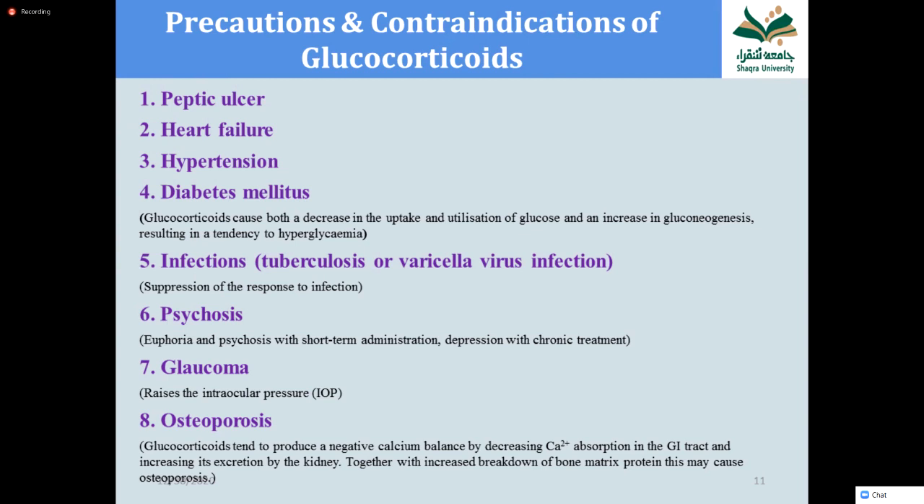Next, about diabetes mellitus, as we have already seen that it may cause decrease in uptake and utilization of glucose and increase in gluconeogenesis, resulting in tendency to hyperglycemia. That's why they are contraindicated in patients having diabetes mellitus. Rest, as we have seen in the previous slide, it suppresses the immune system. So the person is more susceptible to infections such as tuberculosis and varicella virus infection.